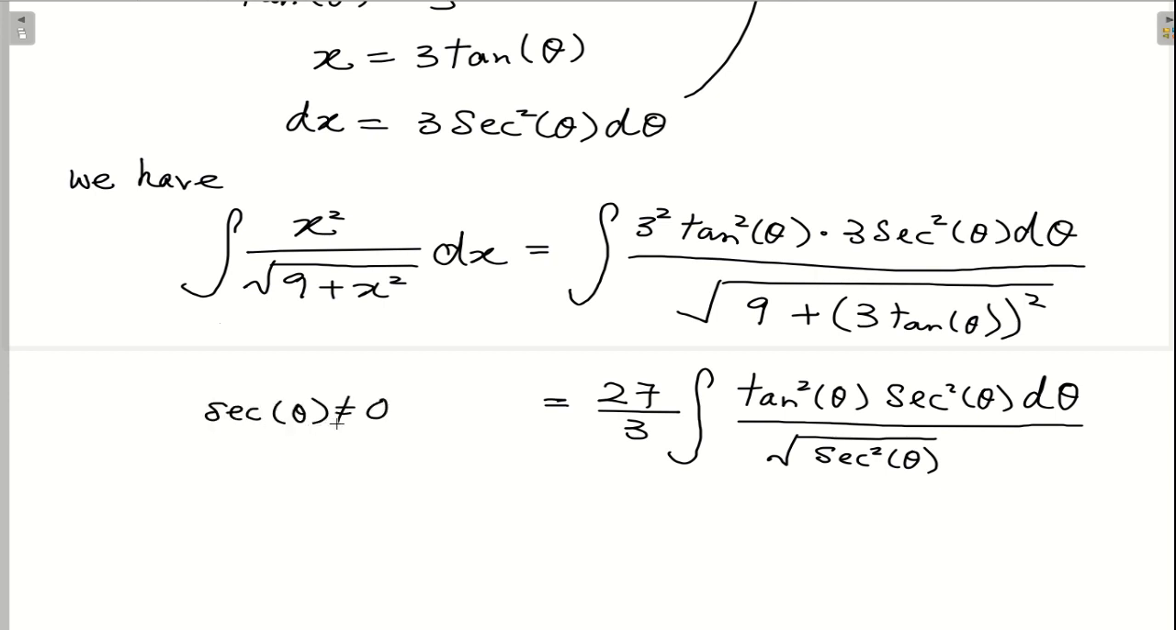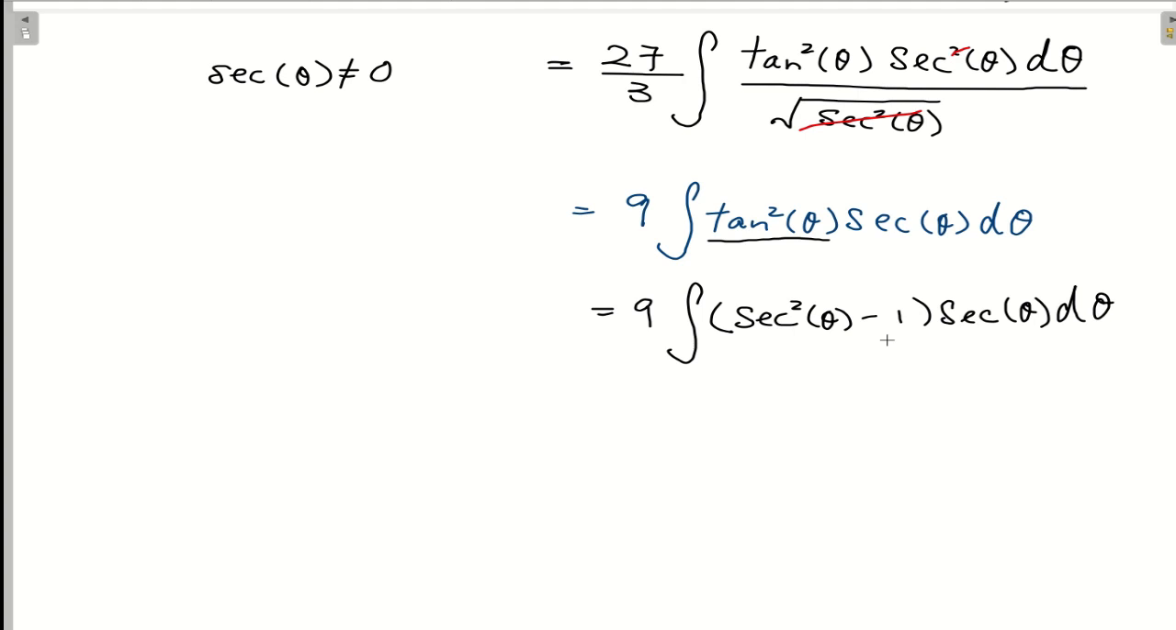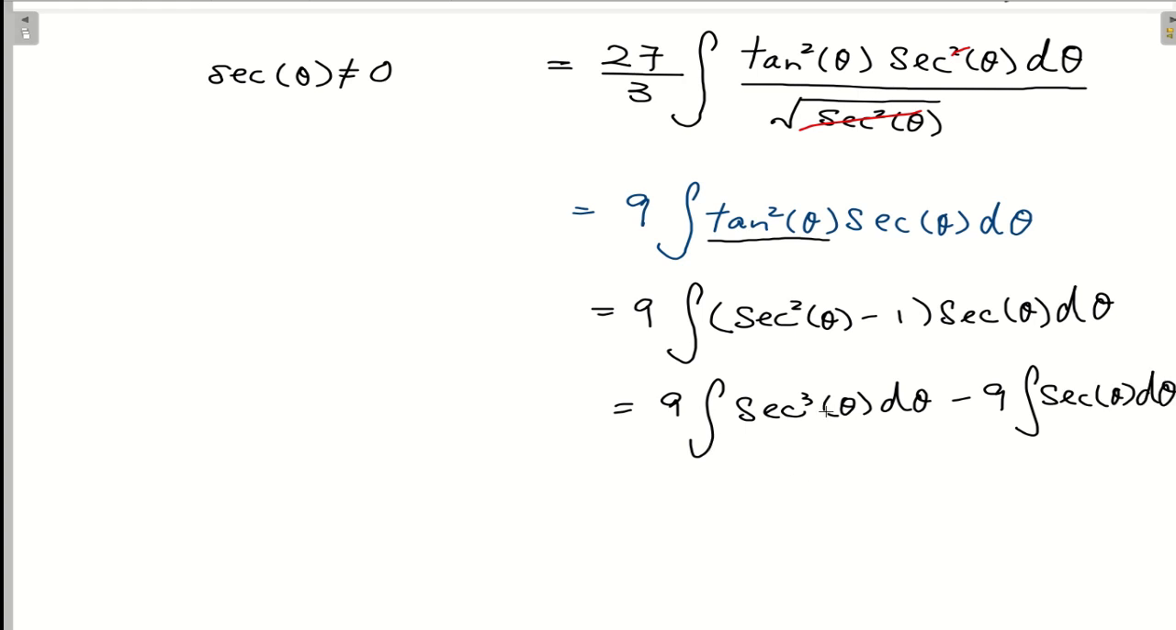And if secant theta is not equal to 0, we can cancel this term out. We will get 9 times the integration of tangent square theta secant theta d theta. So we know that tangent square theta is secant square theta minus 1. So we have 9 times (secant square theta minus 1) multiplied by secant theta d theta. And then we get 9 times the integral of secant cube theta d theta minus 9 times the integral of secant theta d theta.